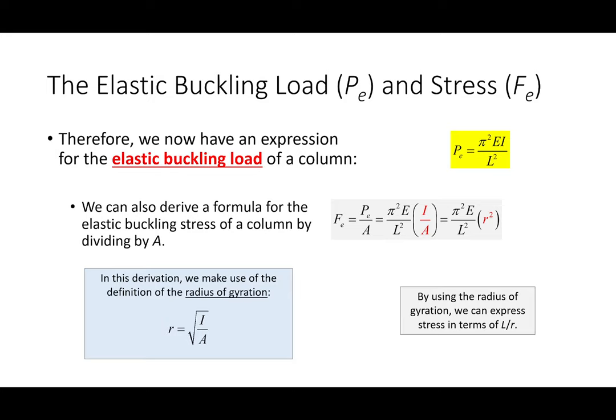Have we seen L over r before? That's slenderness, isn't it? So we can use a term that we've been familiar with before. I propose that we can express the elastic buckling stress as pi squared E divided by the slenderness squared, (L over r) squared. So now we have a term for elastic buckling load and elastic buckling stress.